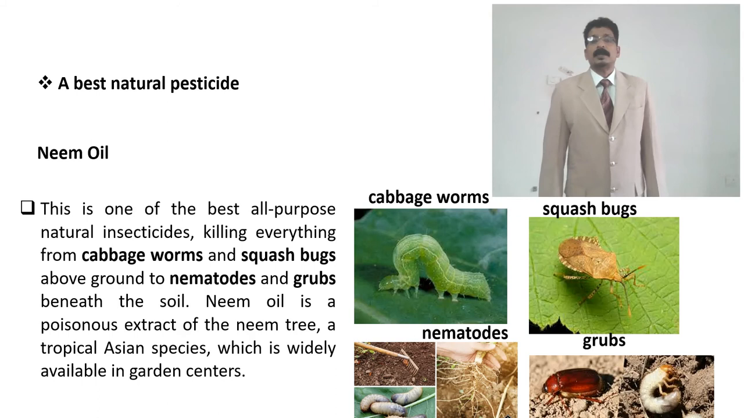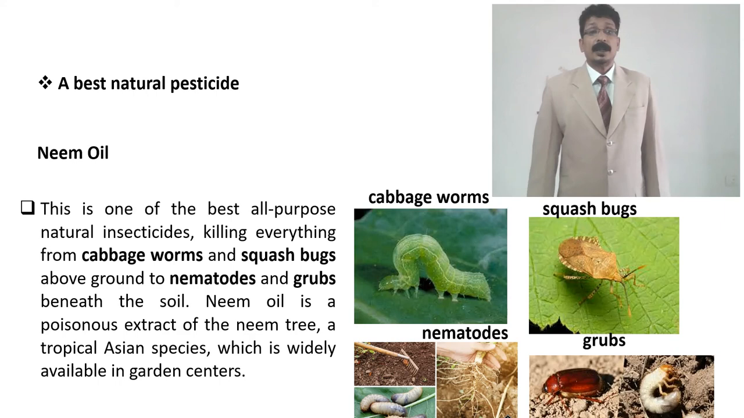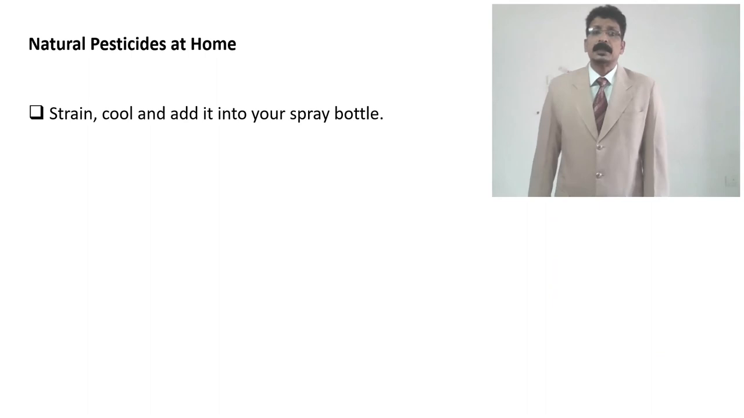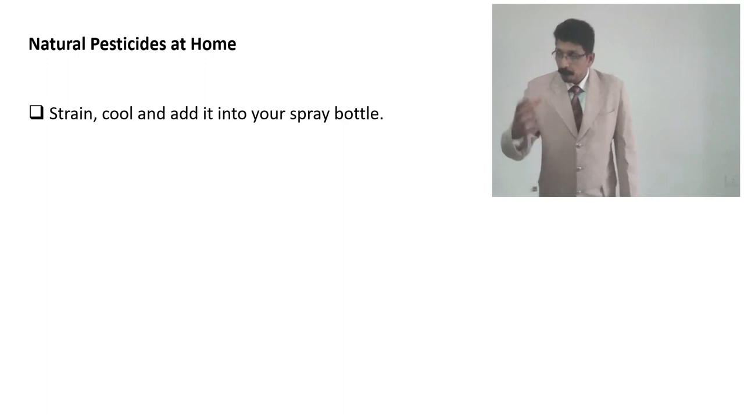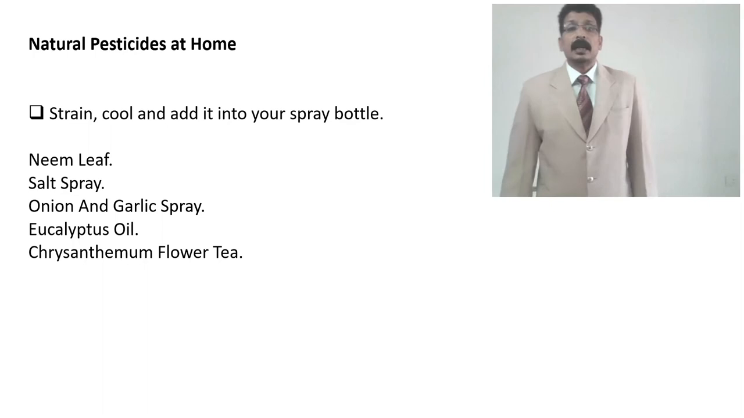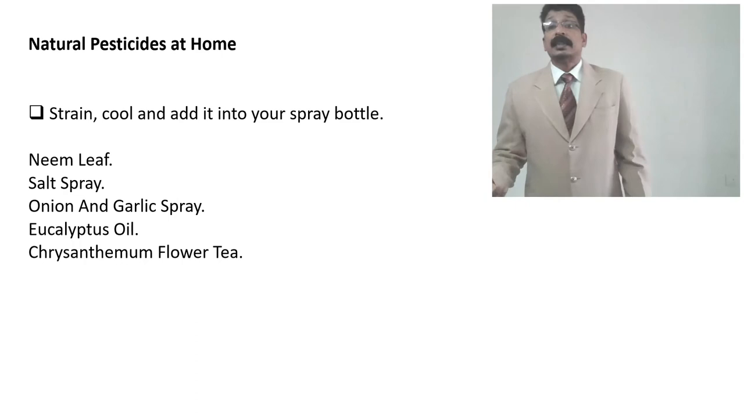Neem oil is a poisonous extract from the neem tree for the insects, a tropical Asian species, which is widely available in garden centers. A natural pesticide at home, you can prepare yourself: strain, cool, and add it into your spray bottle, the empty spray bottle, and you can go on spraying. So what all can you use? Neem leaf can be taken as an extract, and even salt spray, onion and garlic spray, eucalyptus oil can also be sprayed, and also chrysanthemum flower tea, a tea or a decoction or an extract which can be prepared from chrysanthemum.